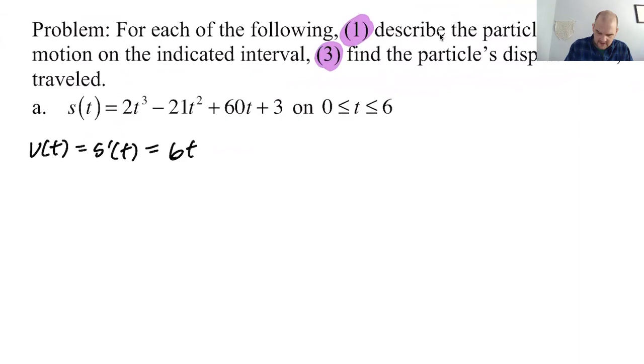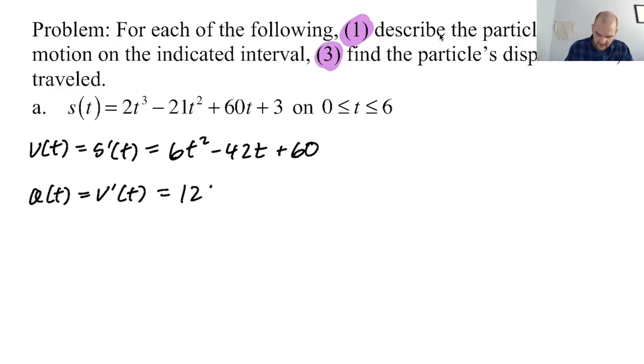So here, 6t squared minus 42t plus 60. I'm going to have to factor this and find the zeros, but it's easier to find the acceleration directly from this form. So I'm going to say that a of t is v prime of t. You want to make this connection explicit so that the person reading knows that you know what you're doing.